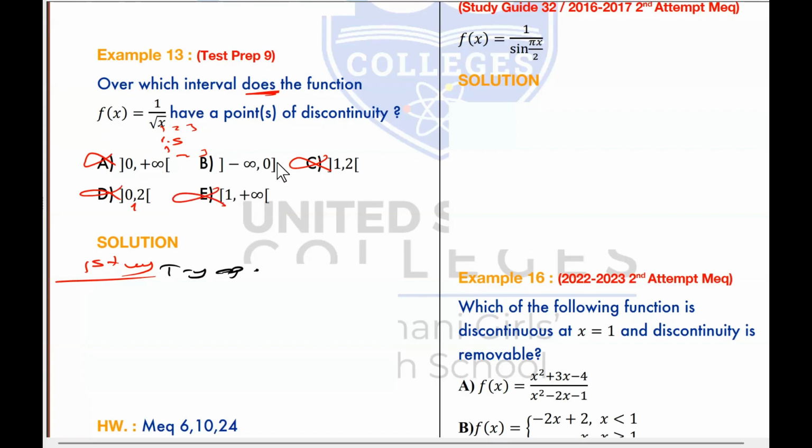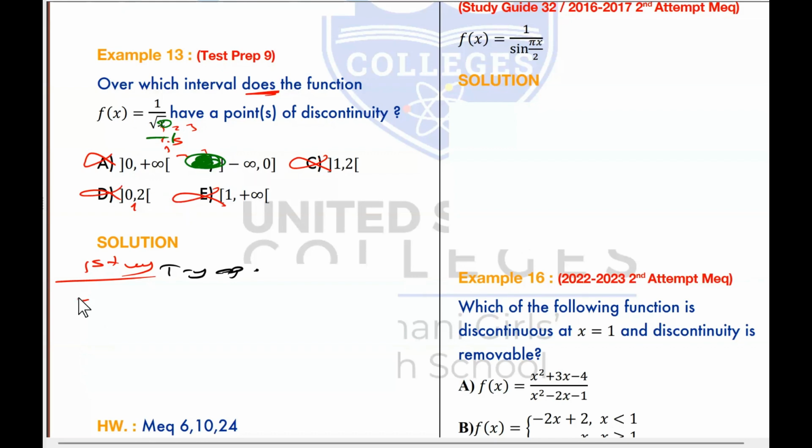But in option B, you pick a number less than 0, including 0. 0 makes it undefined. Less than 0, let's say minus 1. Negative numbers make the function undefined. So discontinuity points are here. Negative numbers and 0 are the points of discontinuities for this function. So option B is true.